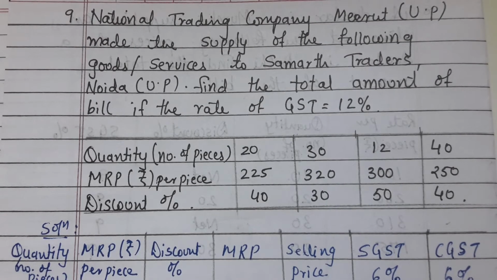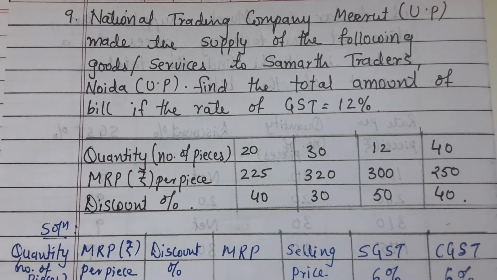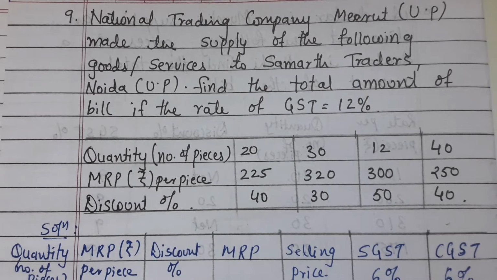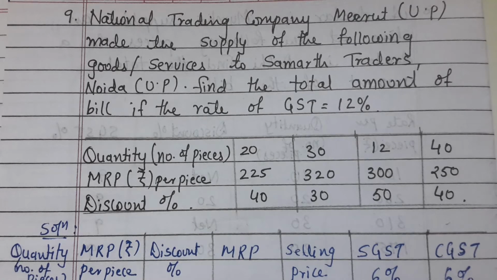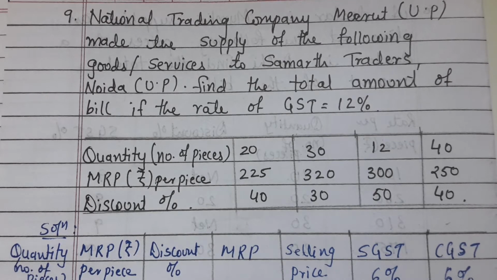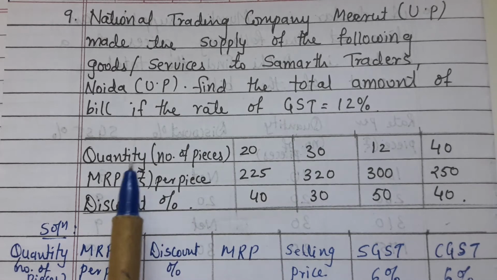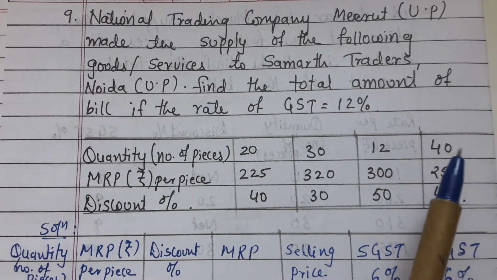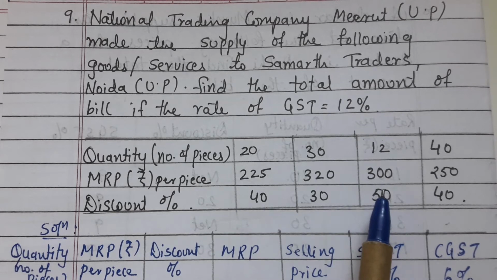Sum number 9. National Trading Company, Meerut, UP, made the supply of the following goods and service to Samrat Traders, Noida. Find the total amount of bill if the rate of GST is 12%. So it is the same state, Uttar Pradesh, in both. Quantity is given, MRP per piece, and discount percentage.